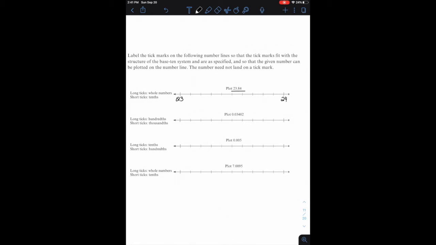24. And then tenths for the short tick marks. So it would be 23.1, 23.9, and 23.84 would land us somewhere here.